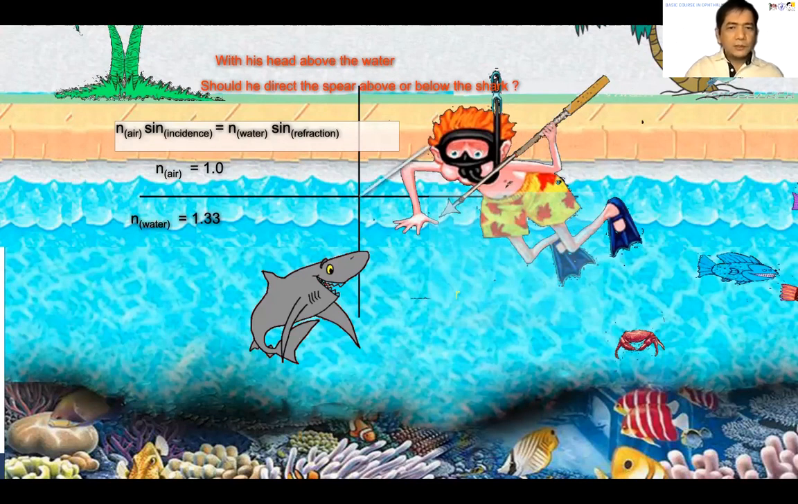So where is now the actual location of the shark? That is the actual location of the shark after refraction. But actually, when the swimmer's head is above the water, he sees the shark behind the real shark. And that is the image of the shark. So should he direct the spear above or below the shark? He should direct the spear into the real image of the shark, which is the one nearest to him.